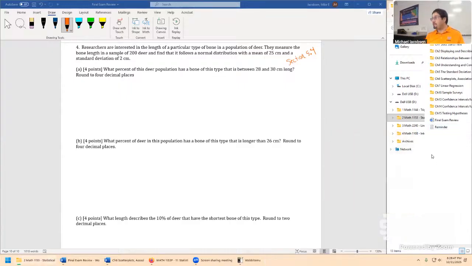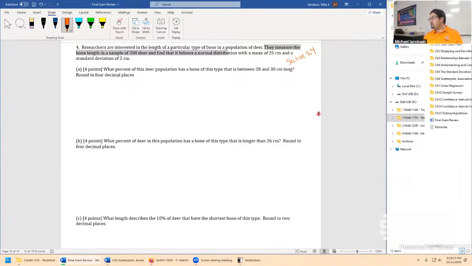Okay, so we're in section 5.4, and this is some really hyper-specific problem. We're not just talking about researchers interested in biology, they're interested in deer. They're not just interested in deer, they're interested in the bones, but only one particular kind. Looks like a made-up problem because they didn't tell us what kind, but that's the context so far. We're told that they measured the bone length in a sample of 200 deer.